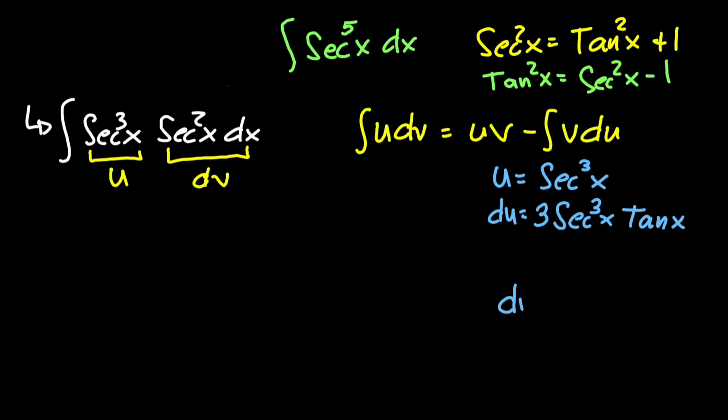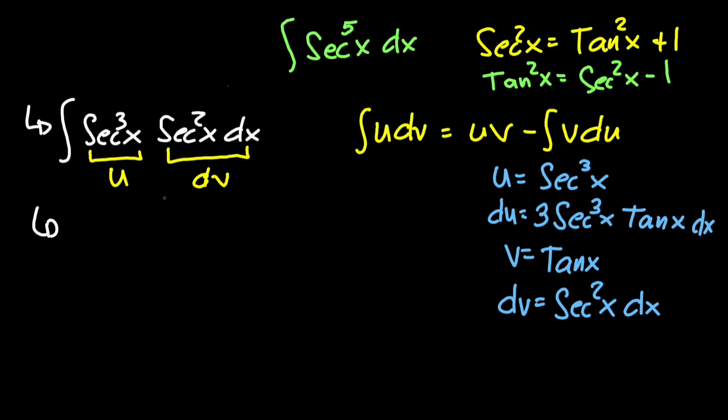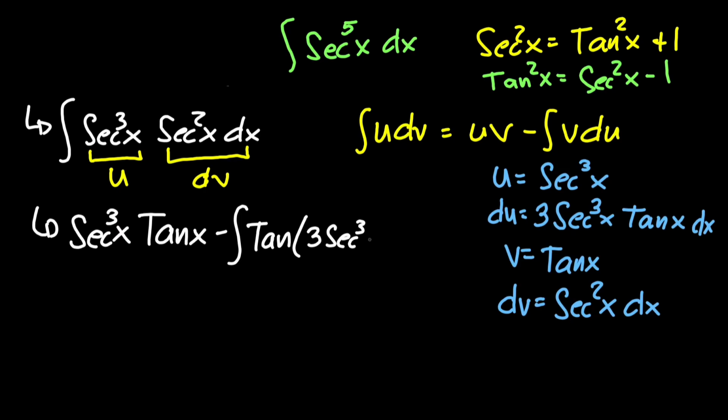Next up is dv, which is secant squared x dx. And now, this is reverse, so the integral of secant squared x is equal to tangent of x. So substitute the parts that are given here. So u here is secant cubed of x multiplied by the value of v, which is tangent of x, minus the integral of v, which is tan x, and multiply this by du, which is this, which would be 3 secant squared x tangent of x dx. So simplify this.